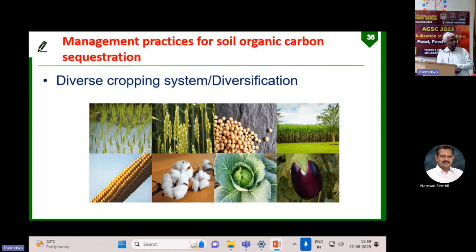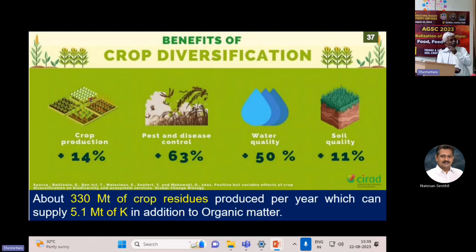It is also the same with diversification, cropping systems, maybe crop rotation or introducing new crops which can add organic matter into the system. This is also another advantage of crop diversification. It has been listed that if you go for crop diversification, there is an added advantage of 14%. For pest and disease, if you go for rotation and proper planning, 63%. Water quality is improved by 50%. Soil quality is improved by 11%. That's more than 10%, invariably a high amount, wherein you can go for crop diversification.